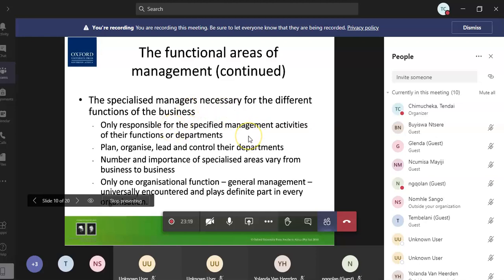They are only responsible for specified management activities of their functions or of their department. So they also carry out all the management tasks. They plan, organize, lead, and control, but in their own functions. The number and importance of these specialized areas vary from one business to another. So you may walk into other businesses, for example small businesses, that may not have all the functions. Some of those functions may be performed by one or two managers.